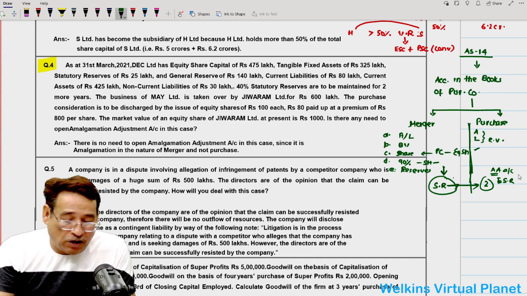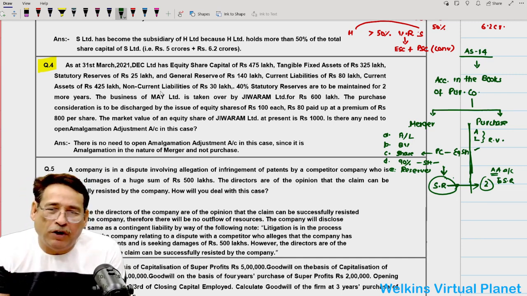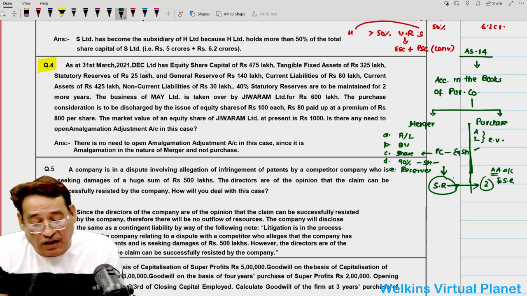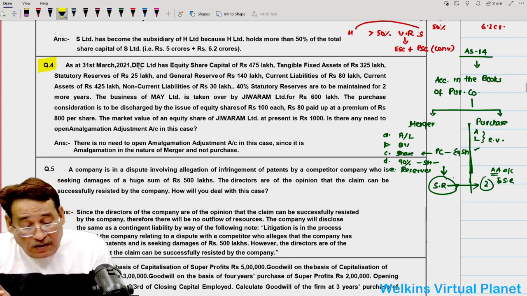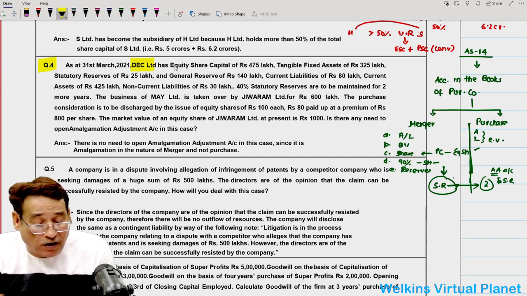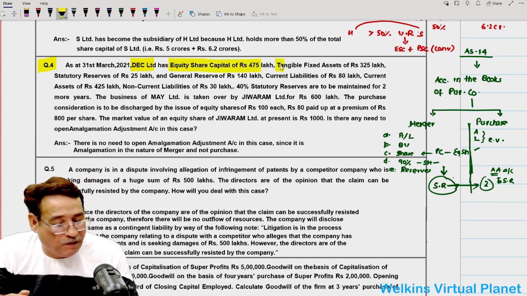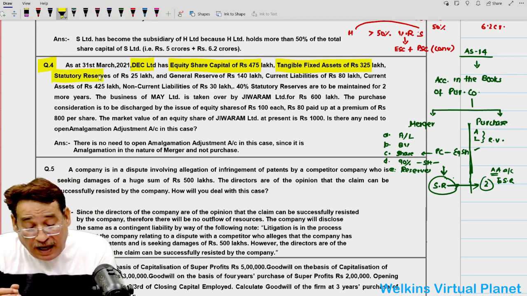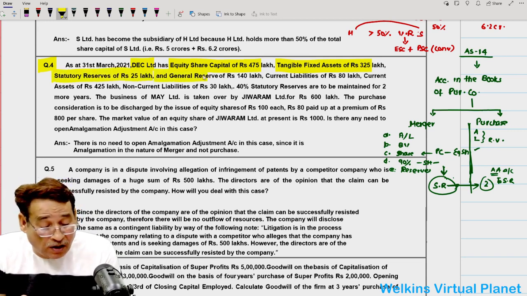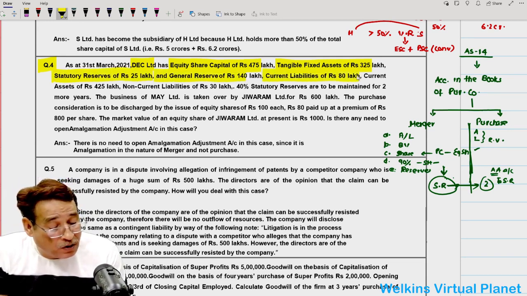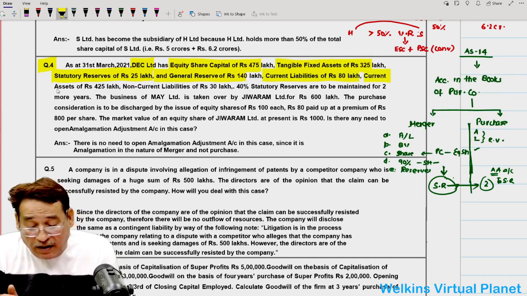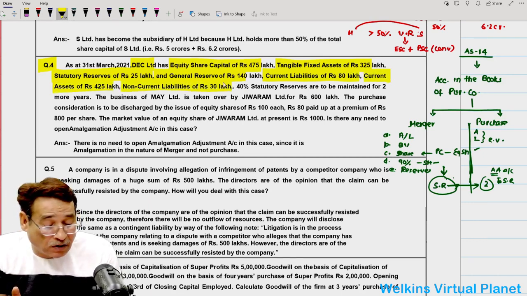Now, in this question, honestly speaking, I need not go through the entire question. The only thing is that there is a company by the name of DEC Limited. As of 31st December 2021, the company has equity share capital of 475. Unnecessarily to confuse you, it is given. It has tangible fixed assets and statutory reserves, general reserves. Besides, it has 80 lakhs worth of current liabilities and current assets and non-current liabilities of 30 lakhs.